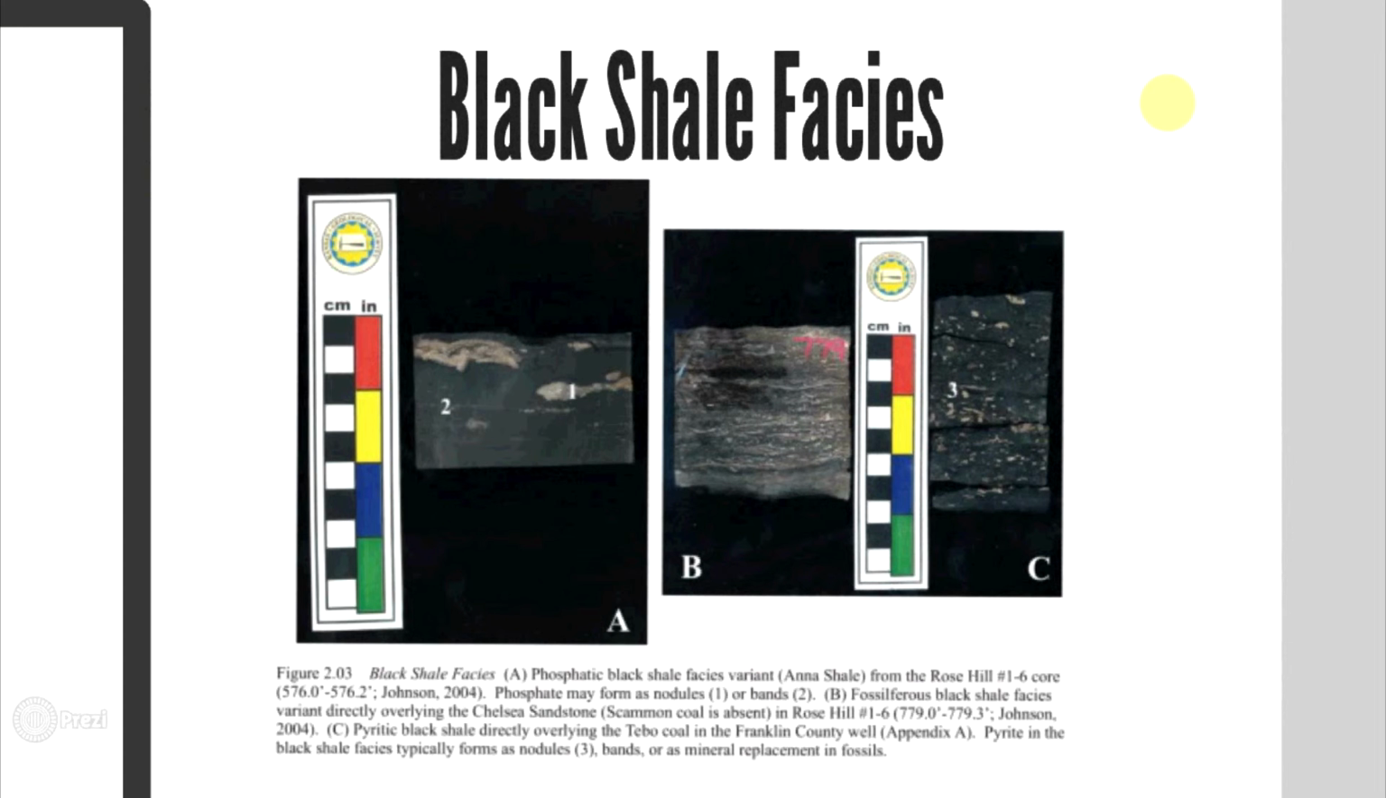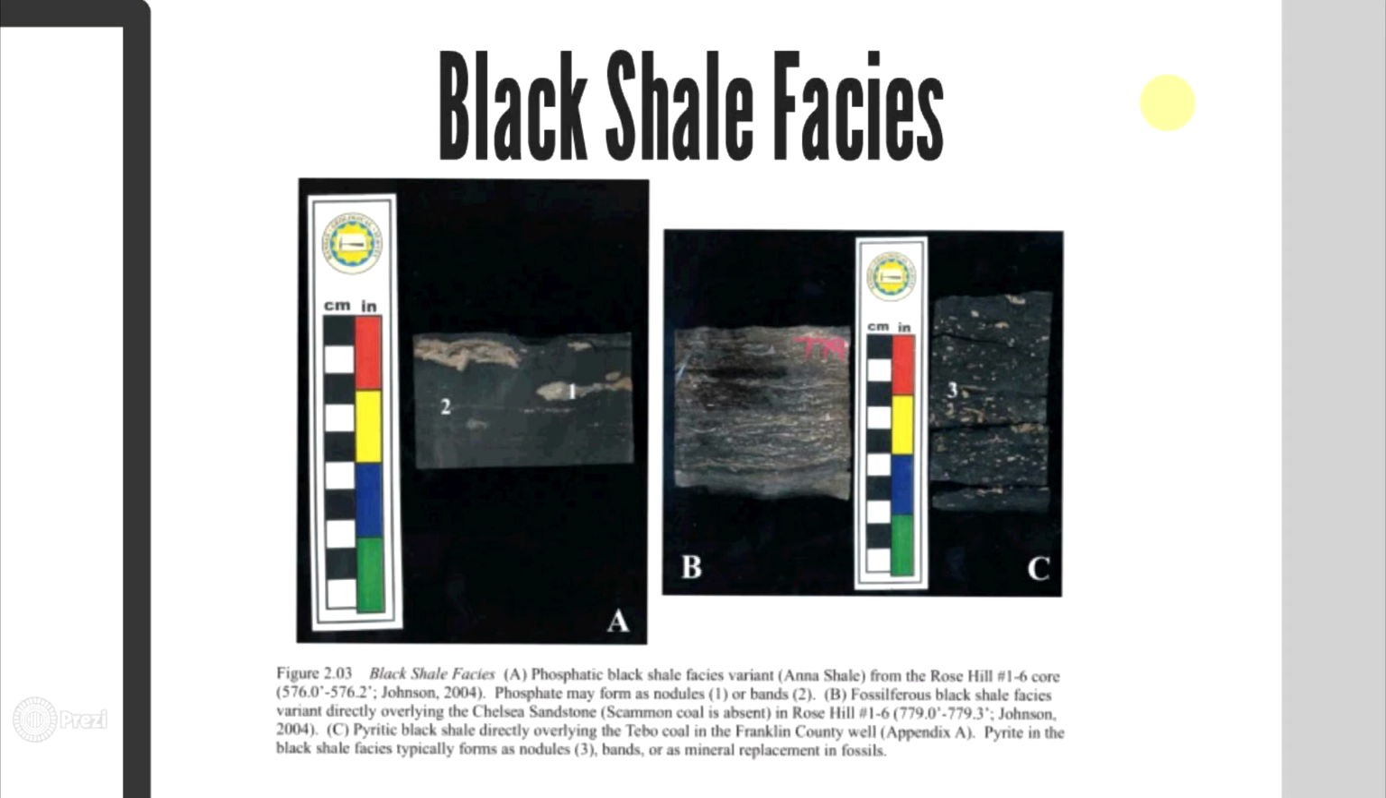Black shale facies. The black shale facies can be described as having three variations: phosphatic black shale, pyritic black shale, and fossiliferous black siltstone. These variations are equivalent to Lynch's phosphatic shale and dark gray shale facies. The black shale facies consist of black, dark gray, or dark brown siltstone, silty shale, to shale.